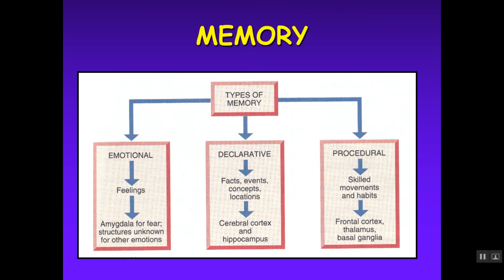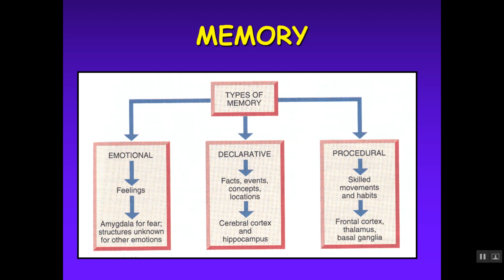A little briefly on memory we'll talk about. So, types of memory. We have what's called emotional memory, which is really a limbic system function, which we just talked about. That's memory of emotions and feelings. Storing fear is more of an amygdala function. There are also some unknown structures for other emotions, of how and where they're stored. It's not like you can just say it's stored here. It's probably a combination of things. Declarative memory, which is the type we're doing right now, memorizing facts, figures, concepts, locations, is a cerebral cortex and hippocampal function.